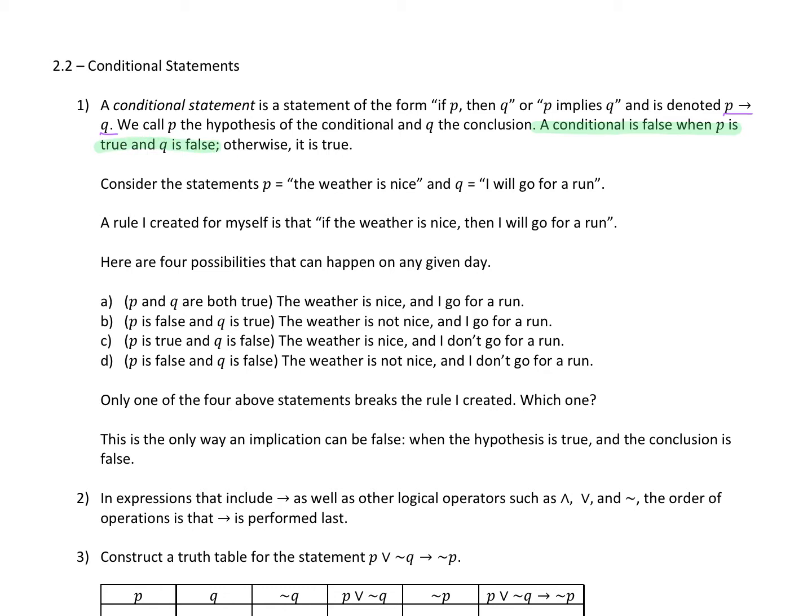So to try to demonstrate this, I came up with a little rule I created for myself: if the weather is nice, then I will go for a run. So there's two statements here. The weather is nice, that's going to be our P, and then Q is I will go for a run. So this says if P, then Q. If the weather is nice, then I will go for a run.